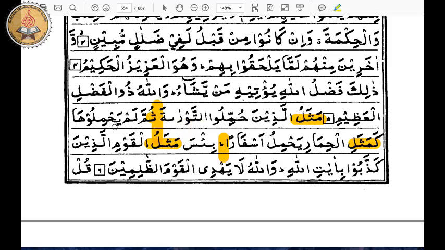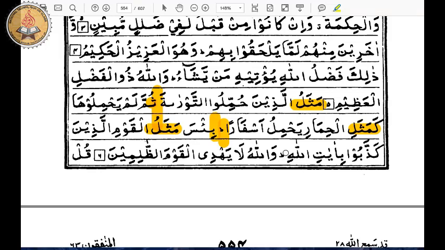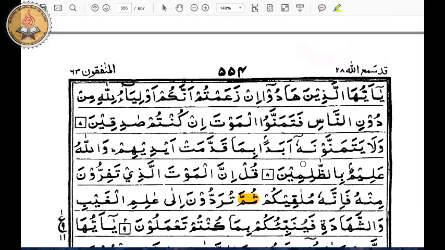ثم لم يحملوها كما الحمار يحمل أسفارا. Excellent, very good. And then if you can do from Bitsa up until here. بئس مثل القوم الذين كذبوا بآيات الله. Just join these two words together again. بآيات الله. Excellent, very good.